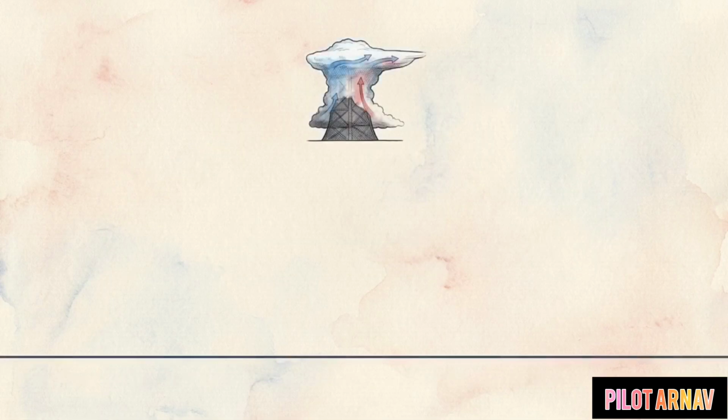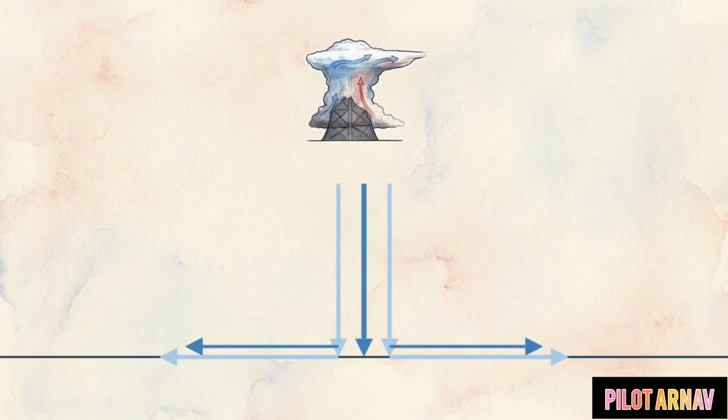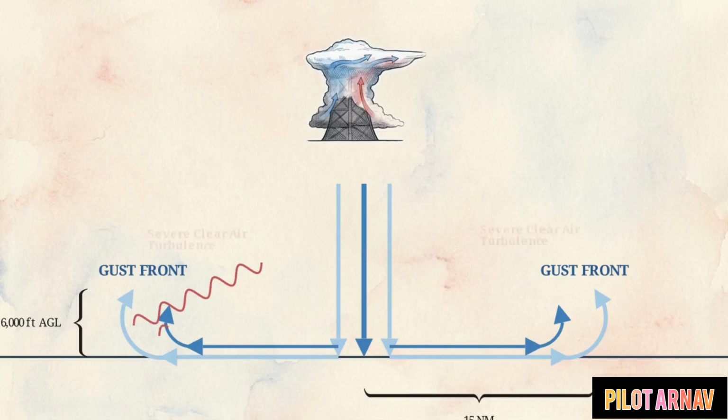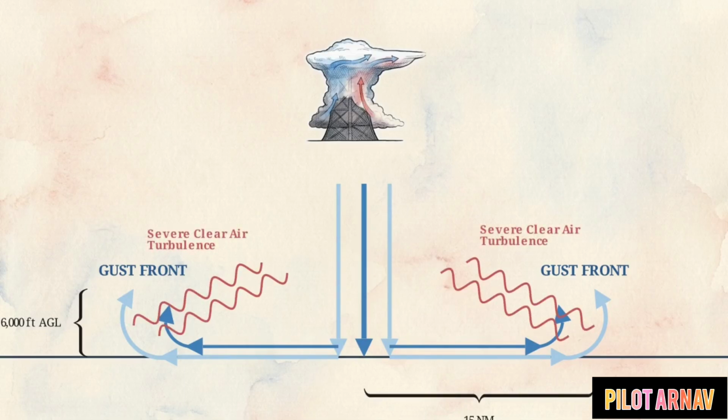Next, we map the aerodynamics. Here we see cold air dumping out of the cumulonimbus center, hitting the ground and curling violently outward along the ground to create a dangerous gust front. The sheer scale of the gust front is immense. The turbulence can reach 6,000 feet above ground level and extend 15 nautical miles outward from the core of the cloud. This is where pilots encounter severe clear air turbulence.